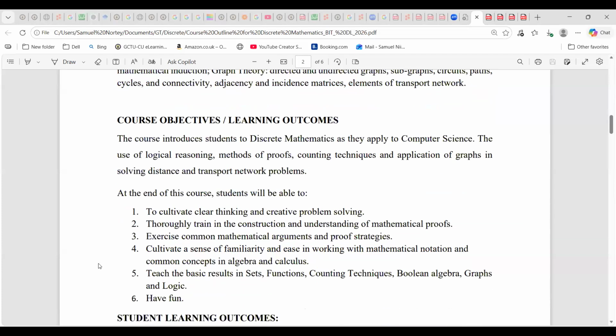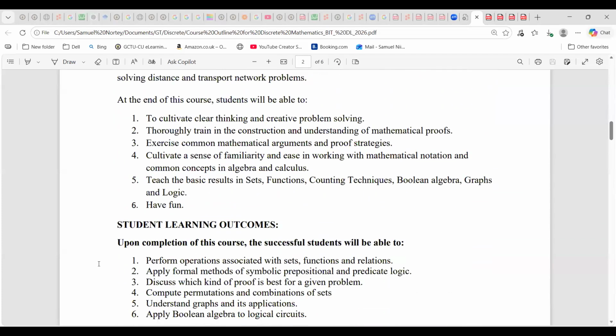At the end of the course, you should be able to know how to solve problems creatively. Unlike algebra where we have formulas, here there are rules that we need to follow. If we follow the rules, then we can solve our problems. How are we able to construct proofs and understand them? How are we able to exercise what we call the common mathematical argument?